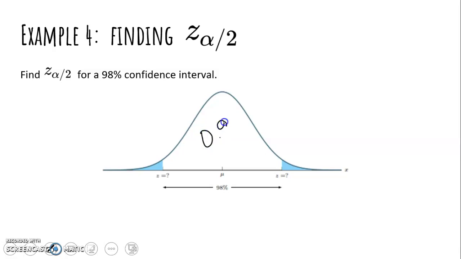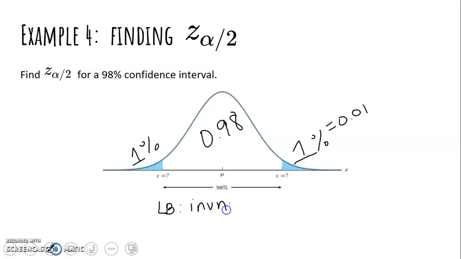Okay, if the center is 98% or 0.98, that leaves 2% left over for the left and right, and if I split that in half, that's 1%, which is the same thing as 0.01. So for the lower boundary, I'm just going to do one of them. invNorm 0.01, and then 0 and 1 for the mean and standard deviation. And then if I put that in my calculator, I get negative 2.326.